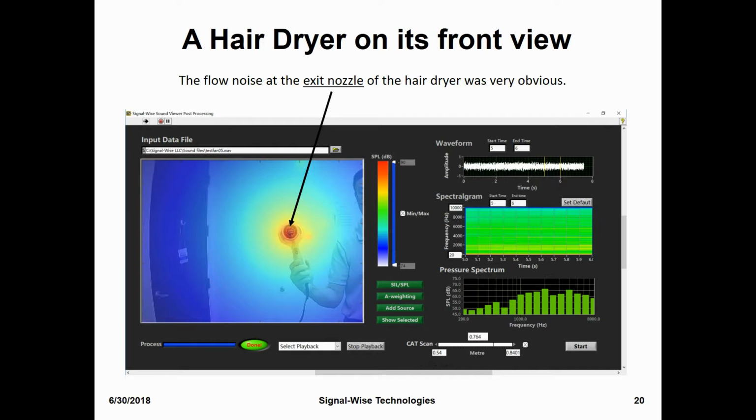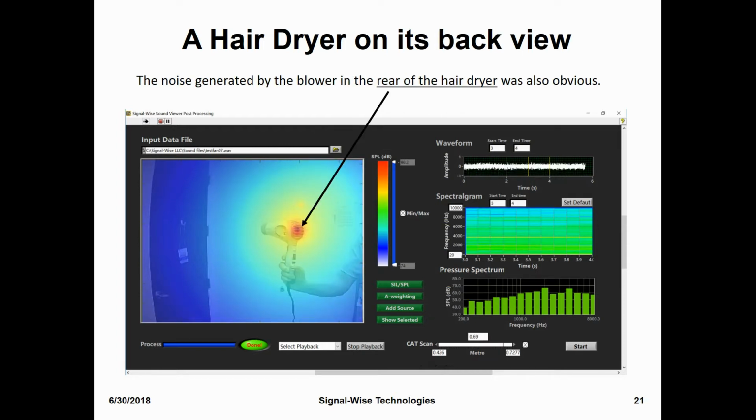This is the front view of this hairdryer. As you can see, flow noise at the exit nozzle of this hairdryer was very obvious. This is a back view of the hairdryer. The noise generated by the blower in the rear of the hairdryer was also very obvious.